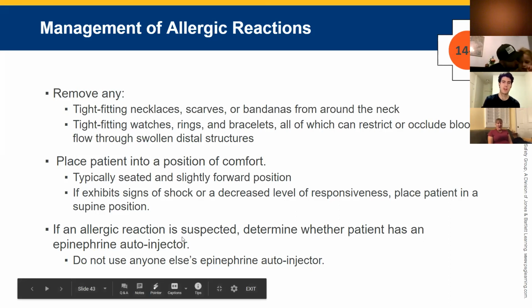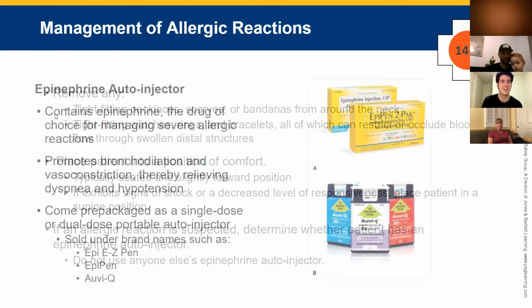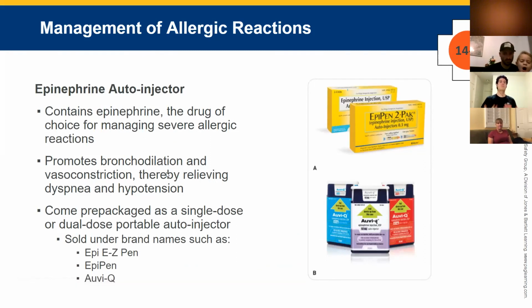And if allergic reaction is suspected, determine whether the patient has epinephrine. Do not use anyone else's epinephrine auto-injectors. So this is what we went over. That is the legal recommendation. But if ALS is 15 minutes away and some stranger has an EpiPen, all right, so it contains epinephrine, promotes bronchodilation, it opens up the airways by putting that epinephrine in the lungs. What that does is open up airways. It will also correct some of the shock by correcting their blood pressure.